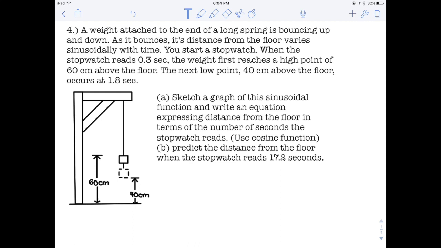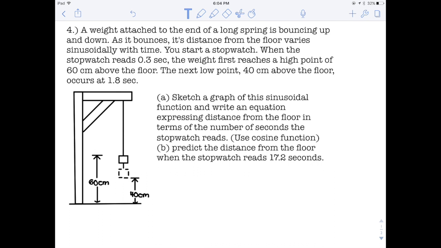Here, a weight attached to the end of a long spring is bouncing up and down. As it bounces, the distance from the floor varies sinusoidally with time. You start a stopwatch. When the stopwatch reads 0.3 seconds, the weight first reaches a high point, 60 centimeters above the floor. The next low point, 40 centimeters above the floor, occurs at 1.8 seconds.